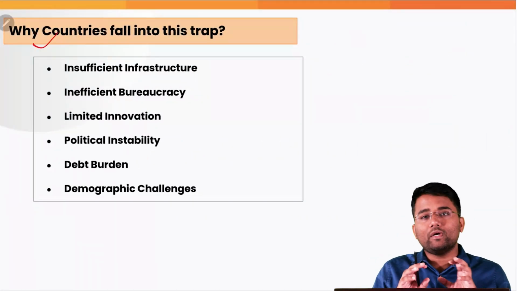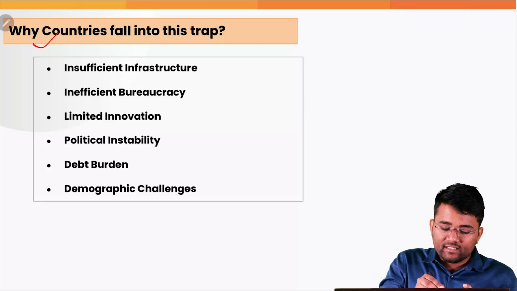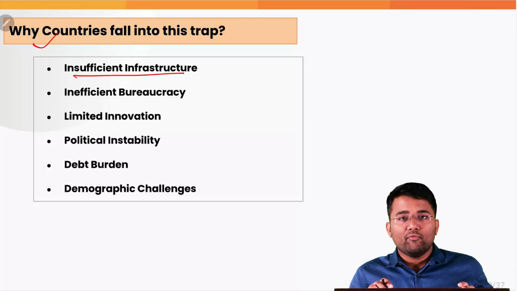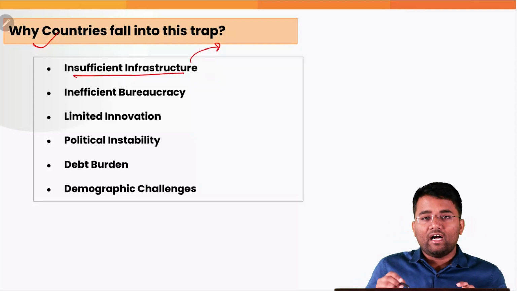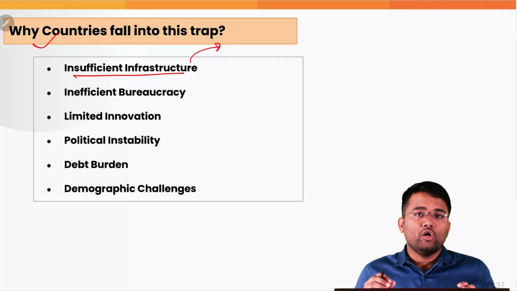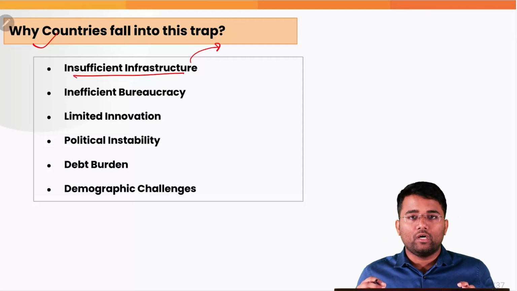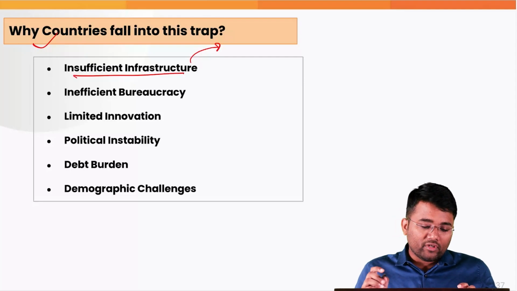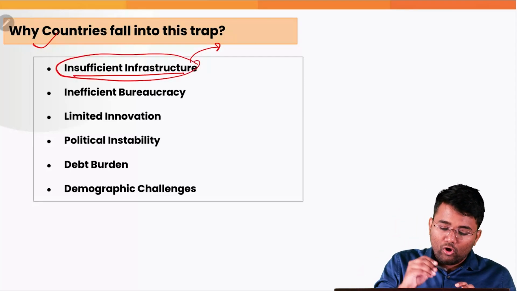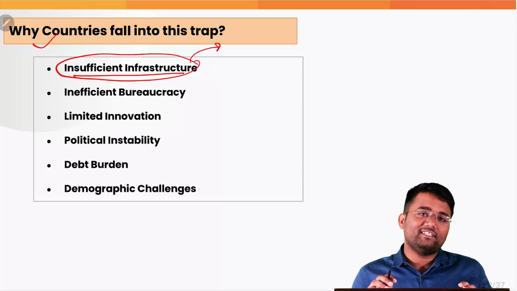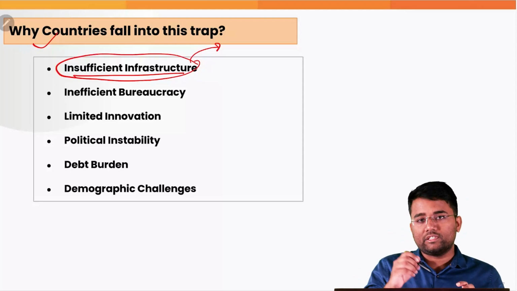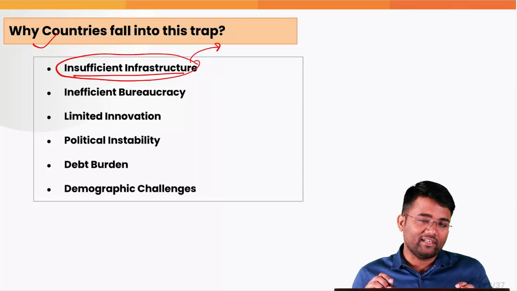So why do countries actually fall in this trap? Because of the insufficient infrastructure. Because good infrastructure creates a situation where more and more jobs are being created. Also, the productivity in the economy increases manifold. So if the infrastructure is not very good as well as not very sufficient, this creates a situation where countries do come in the middle income trap.